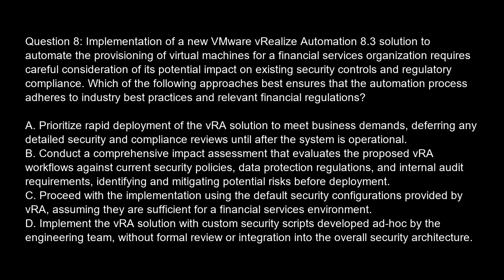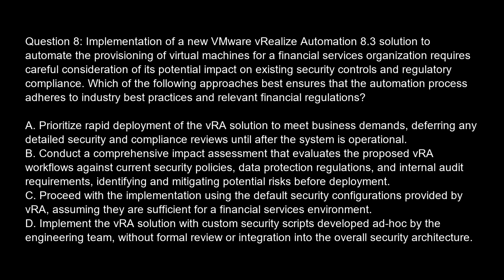Question 8. Implementation of a new VMware vRealize Automation 8.3 solution to automate the provisioning of virtual machines for a financial services organization requires careful consideration of its potential impact on existing security controls and regulatory compliance. Which of the following approaches best ensures that the automation process adheres to industry best practices and relevant financial regulations? Option A. Prioritize rapid deployment of the vRA solution to meet business demands, deferring any detailed security and compliance reviews until after the system is operational.